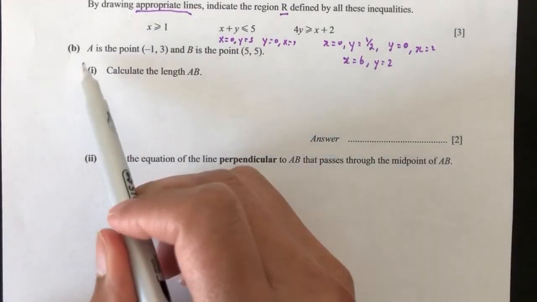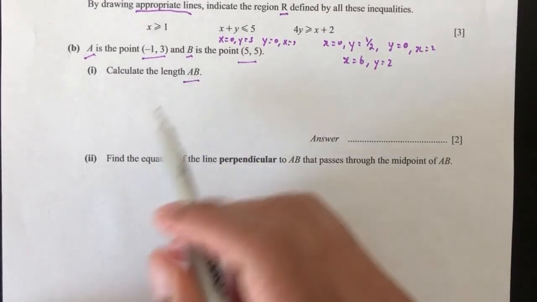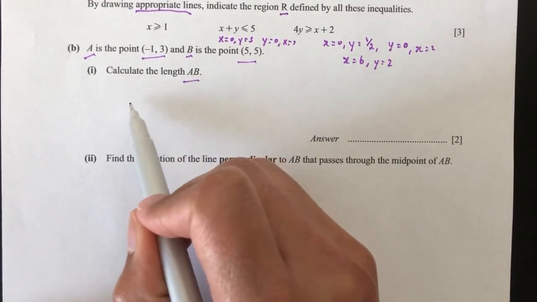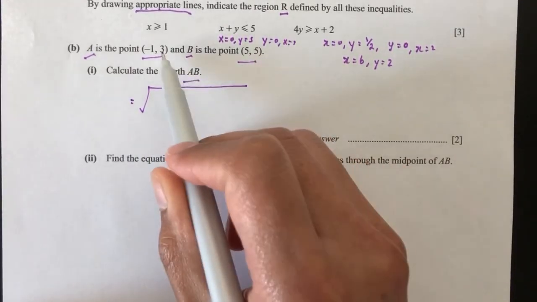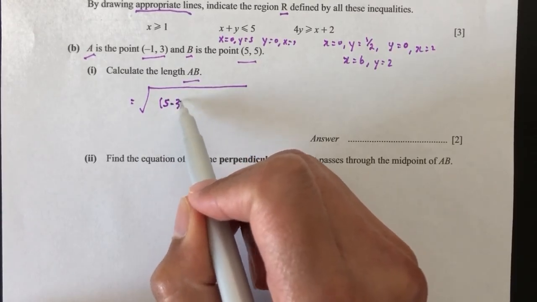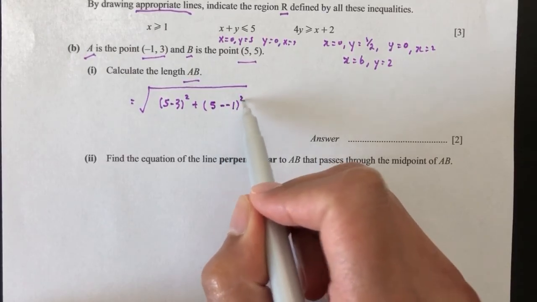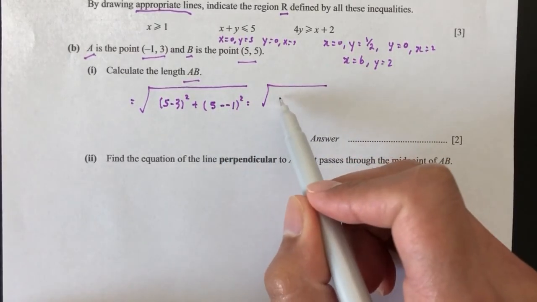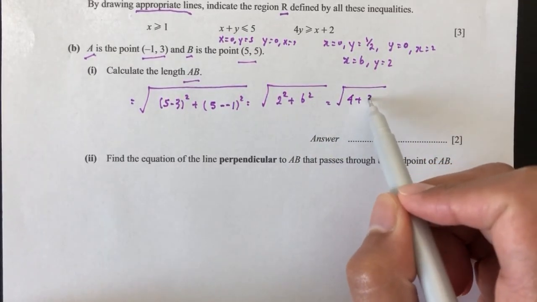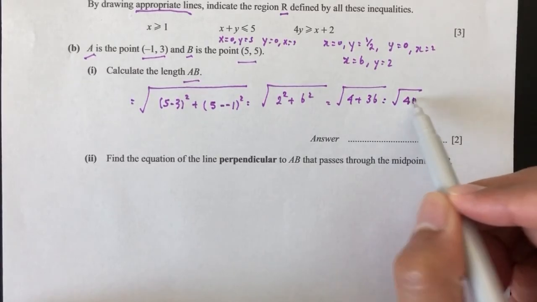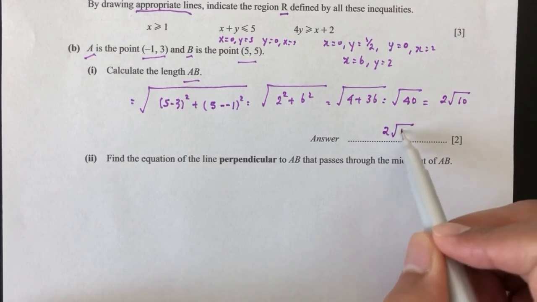Now part B, A is this point and B is this point. Find the length of AB. So we can find it by doing y, this minus this: 5 minus 3 squared plus 5 minus 1 squared. That will be the square root of 2 squared plus 6 squared. 4 plus 36, square root of 40. If you want to simplify, that will be 2 root 10 units.